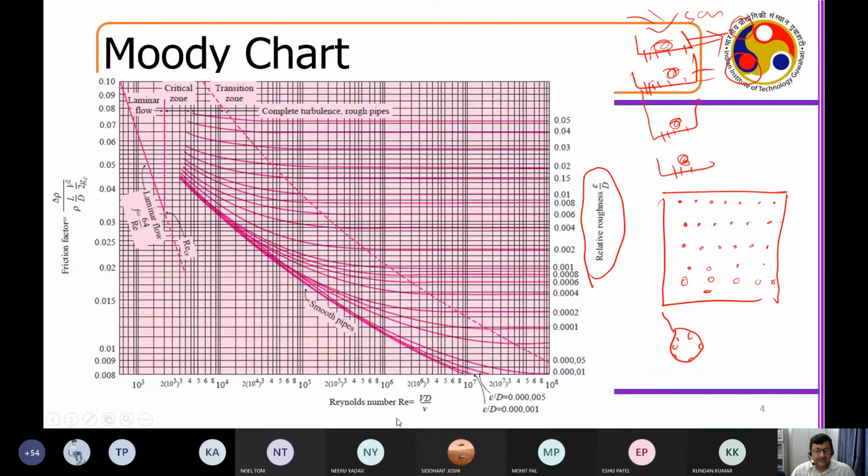So essentially for a smooth pipe, you will find this will be the line for the laminar flow, and this will be the line for the turbulent flow. But if you keep increasing the roughness of the surface, you may find that these are the typical plots for the different Reynolds numbers for the turbulent flow where the roughness will change.